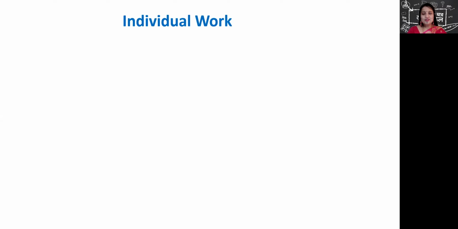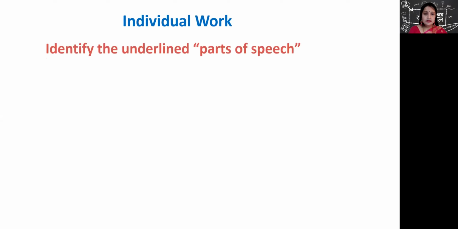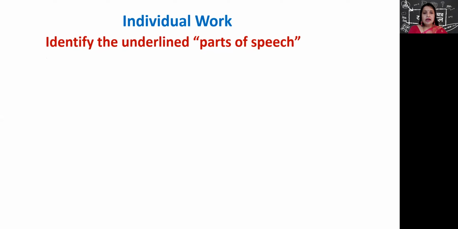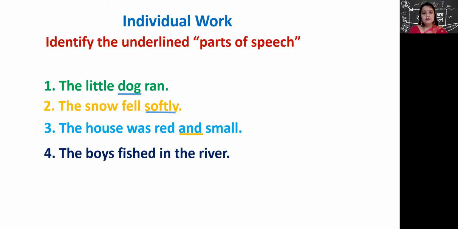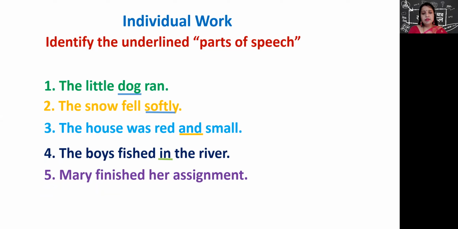Okay. Here are some individual words. My dear students, please get ready with your notebook and pen. Write down, and the work will be done individually. Identify the underlined parts of speech. Here are some sentences: dog, slow, softly, the house was red and small, the boys fished in the river, here in. Mary finished her assignment, here finished. What type of parts of speech they are? Please write down, my dear students.